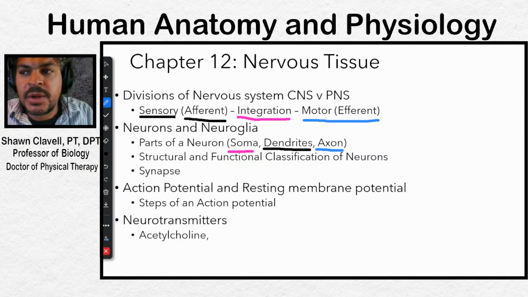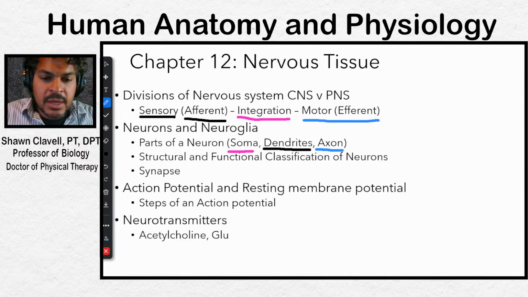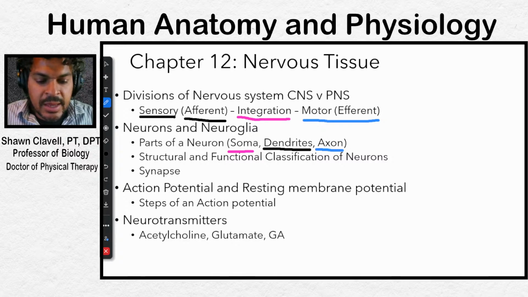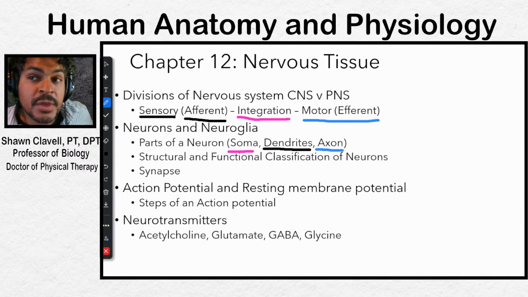Acetylcholine is a very common one. And remember, that's one that stimulates a muscle contraction to occur, so it's excitatory. Glutamate, GABA, and glycine are going to be the most common neurotransmitters that you should be able to identify and know whether they are excitatory or inhibitory, right? Are they likely to cause an action potential or likely to decrease the likelihood of an action potential?